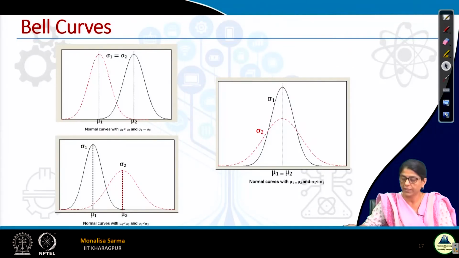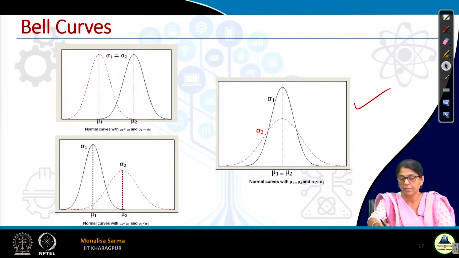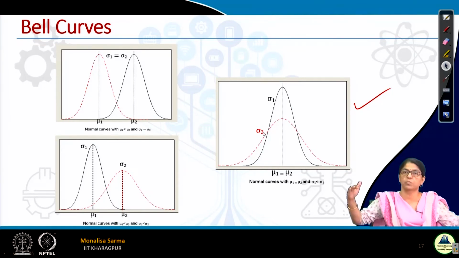Here you can see different bell curves. In the first one, sigma 1 is equal to sigma 2, so we see two bell curves where sigma is the same for both, meaning my spread is the same, but the location is different. One location is mu 1, the other location is mu 2. Then you see this one. Here the location is the same, that is mu 1 equals mu 2, but the scale is different. Sigma 1 is smaller than sigma 2. Sigma 2 is more spread out.